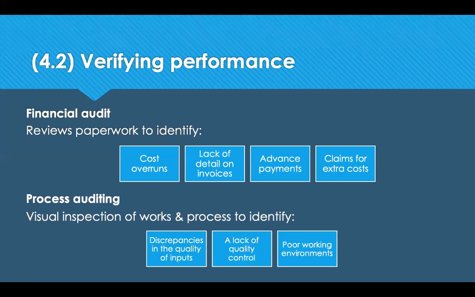A process audit, on the other hand, seeks the causes of underperformance and non-compliance to the specification, and it's a visual inspection of the work and a process to identify discrepancies in the quality of inputs, a lack of quality control, or poor working environments. And audits can be carried out by a third party to alleviate any contention.